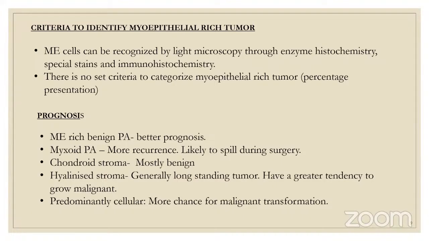Coming to the prognosis, myoepithelial rich tumor has a better prognosis, whereas myxoid pleomorphic adenoma has a higher recurrence rate because they are generally more likely to spill during surgery. If a pleomorphic adenoma has chondroid stroma, it is generally benign. If a long-standing tumor has hyalinized stroma, it has a greater tendency to turn malignant, and a predominantly cellular tumor has a higher chance of malignant transformation.